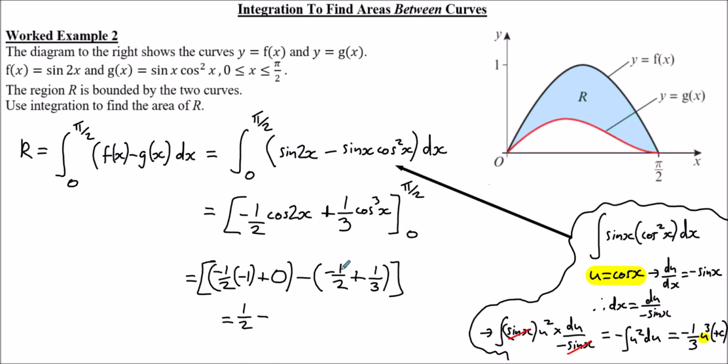Minus this. Now minus 1/2 plus 1/3 will actually simplify overall to being minus 1/6. So minus and a minus also makes a plus. So 1/2 plus 1/6: 3/6 plus 1/6 gives 4/6, which is 2/3.